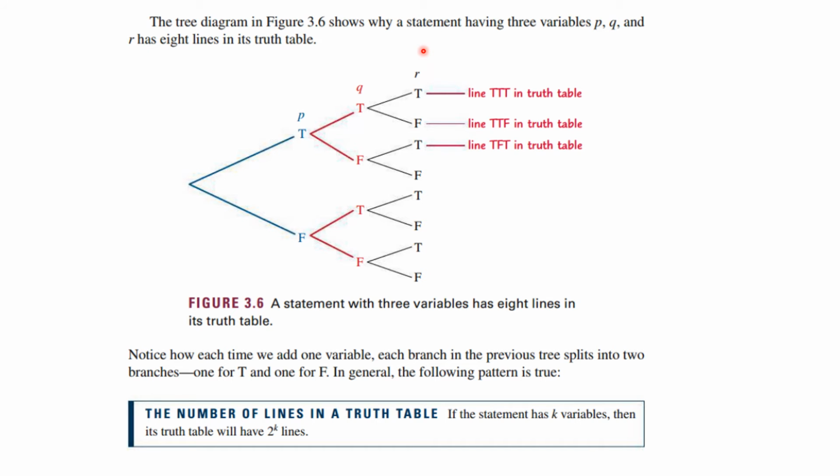Now, it's possible for us to have more than two variables, where we had 4 rows. We could have 3 variables. Now, P can be true or false, and independently Q can be true or false, and R can be true or false. So it's 2 times 2 times 2, or a total of 8 possible truth values. And in general, notice how each time we add one variable, each branch in the previous tree splits into 2 branches, one for true and one for false. So in general, the following pattern is true. If the statement has K independent statement variables, then its truth table will have 2 raised to the K power lines. So if it has 3 variables, we will have 8 lines. If it had 4 variables, it would have 2 to the 4th, or 16 lines. 5 variables, it would have 2 to the 5, or 32 lines, and so on and so forth.